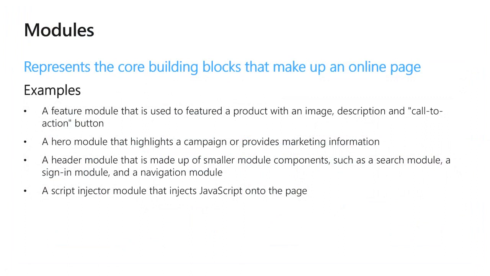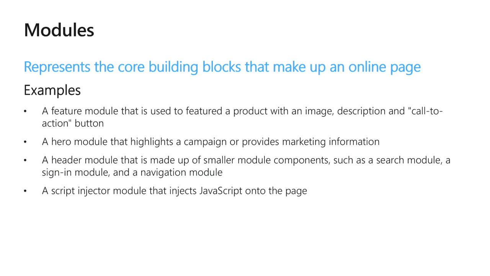So modules represent the core building blocks that make up an online page. In a few moments, I'm going to show you what that page looks like in Site Builder in case you haven't seen it. Some examples here are you might have a feature or a hero module that is displaying information on your page. So a home page, for example, might have some marketing images, some text, some call to action buttons. Your header module is another module.